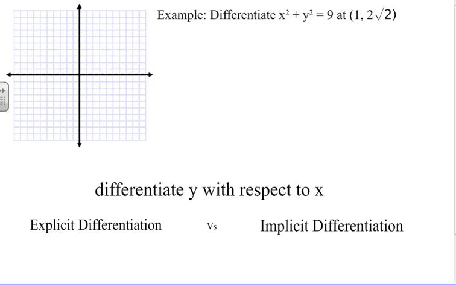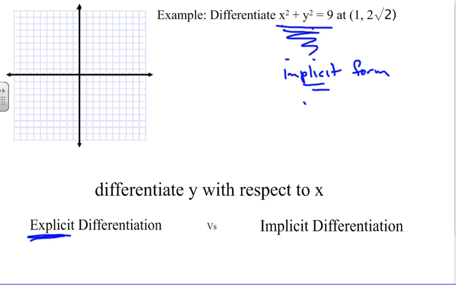Right here, we have an equation of x squared plus y squared equals 9. This is what we call an implicit form. It's an implicit equation. An implicit equation, unlike an explicit equation, which you can see on the bottom, has the variables on the same side. So x and y are on the same side of the equation. So implicit means variables on the same side of the equation.